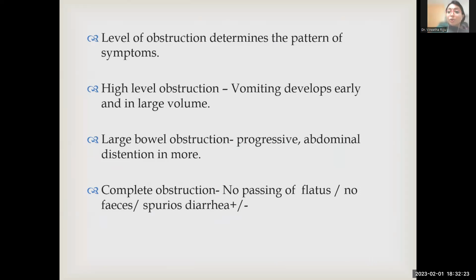Yes. So when the volume of the vomitus is large, we can almost confirm that it is a high level obstruction. For larger bowel obstruction, generally it is progressive and the abdominal distension is more, and the volume is not as much as for high level obstructions. And if there is a complete obstruction, there is no flatus, there is no feces, though there may be spurious diarrhea.